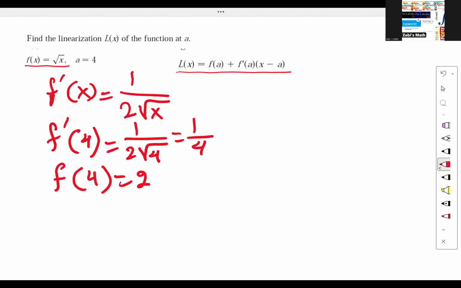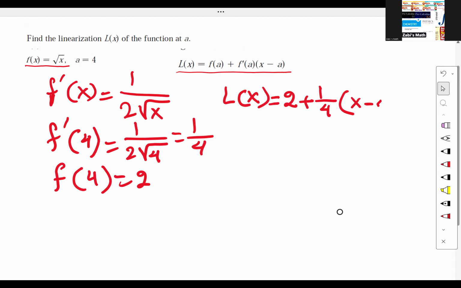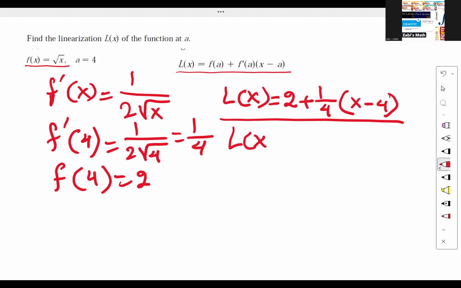So we are ready to write that linear approximation. So L(x) for the square root of x is f of a plus f prime of a times x minus 4. So this is our linear approximation at a equals 4. So here L(x) is equal to 1 over 4 x plus 1.